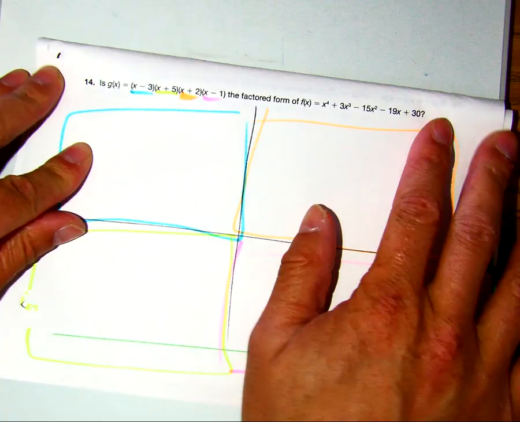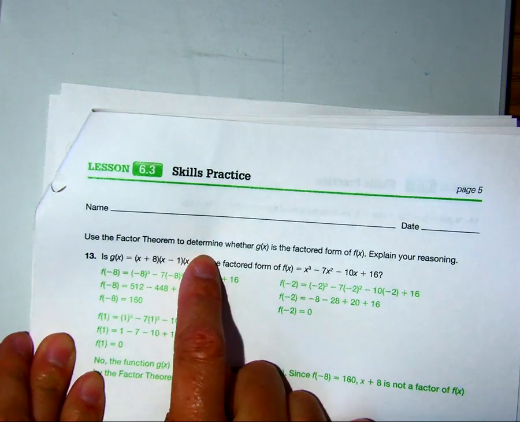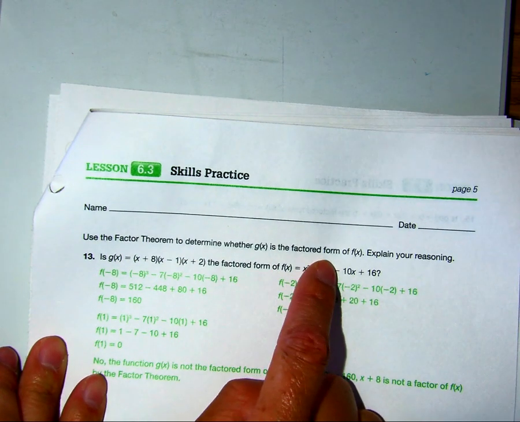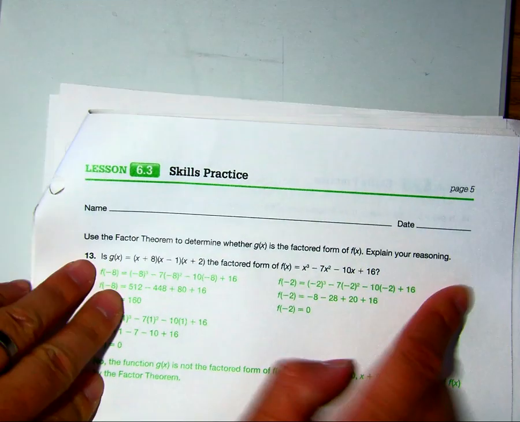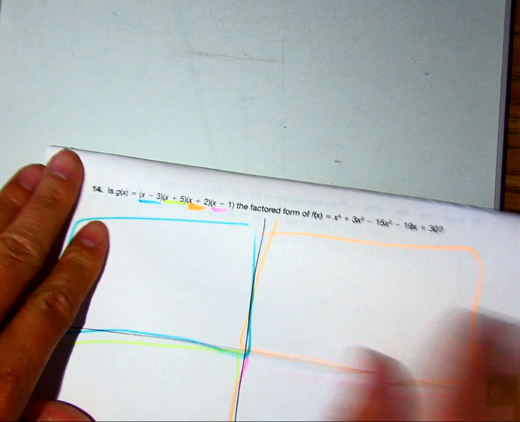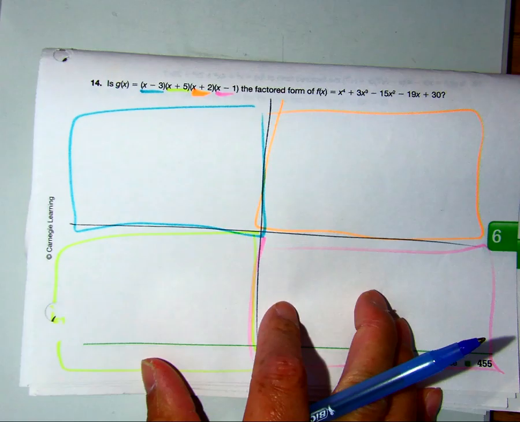In number 14, we're supposed to use the same directions as above. The directions above say, use the factor theorem to determine whether g of x is a factored form of f of x and explain your reasoning. So, we kind of did this problem already, similarly.